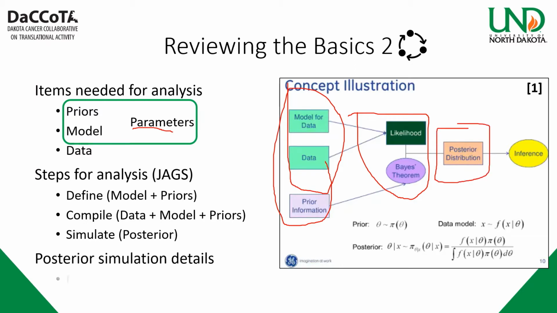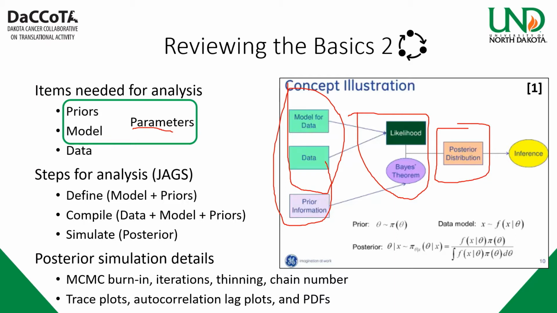And now some details on the posterior simulation, and we'll go into much more detail, but you can tweak how you simulate your posterior, with things like burn-in, iterations, thinning, and chain number, to get a better estimate of your posterior, more robust and reliable. And we'll go through what all that means. And then you can, of course, examine how well your posterior simulation worked. You can look at your trace plots or autocorrelation plots, and then of course the big thing is your probability density functions, which will give you estimates and uncertainty for the parameters you're interested in.